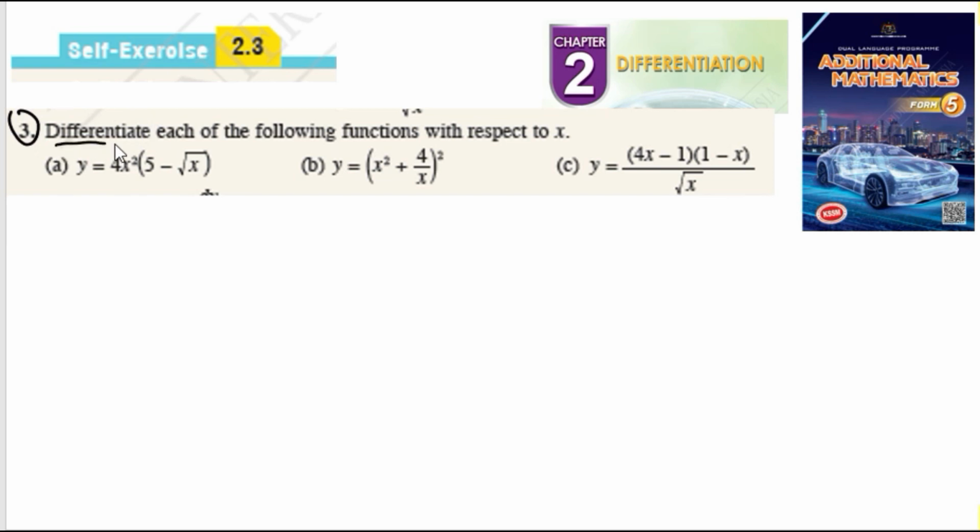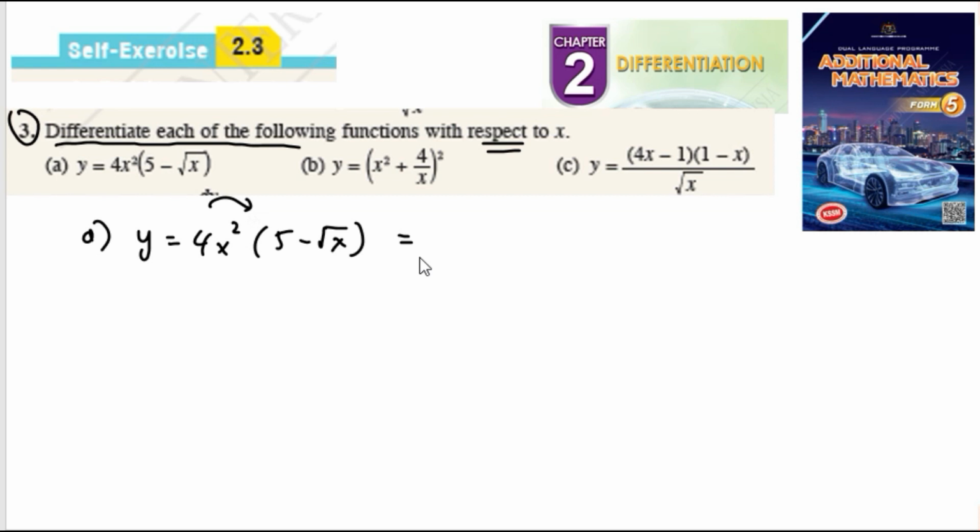So question 3, differentiate each of the following functions with respect to x. So what happened is we are doing one by one, right? So (a), y is equal to 4x squared (5 minus √x). Here we can expand, which is equal to 4x squared times 5, you get 20x squared. 4x squared times minus √x, we get minus 4x squared √x.